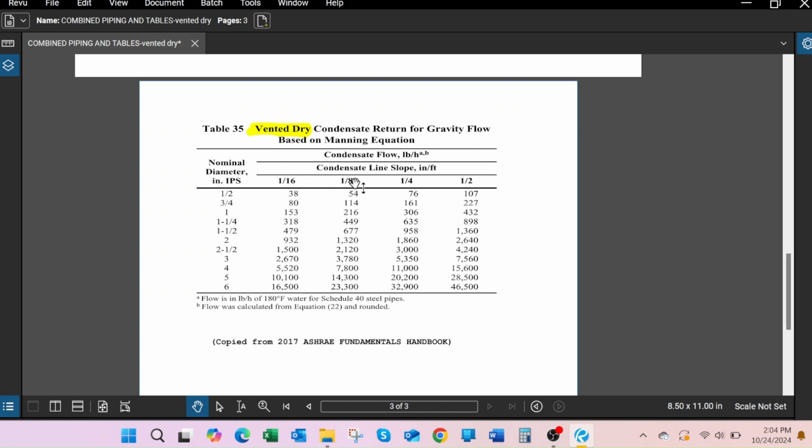For example, for a pipe slope of 1/8 inch per foot and a liquid condensate flow rate of 23,000 pounds per hour, a 6-inch pipe is needed. Using the online calculator is easier and more flexible.